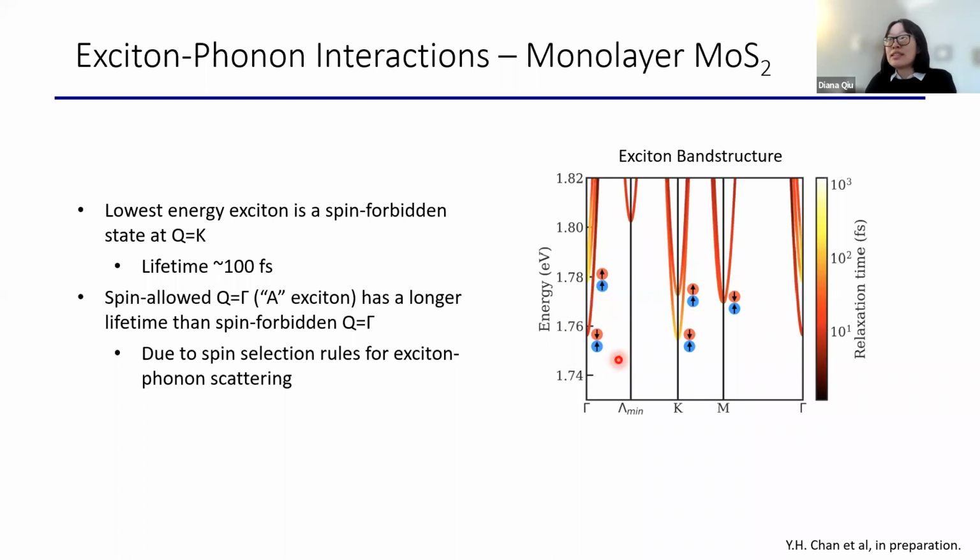This is initially somewhat counterintuitive, but it arises as a consequence of the spin selection rules for the exciton-phonon scattering, which means that excitons are going to tend to scatter within the same exciton band. So the spin forbidden state at gamma can scatter into this lower energy spin forbidden state at K. But for the spin allowed state, the state at gamma is already the lowest energy spin allowed state, so it has a longer lifetime.